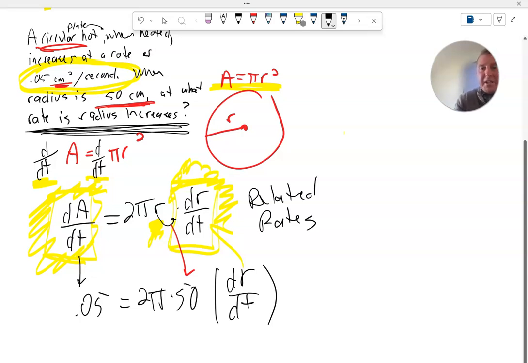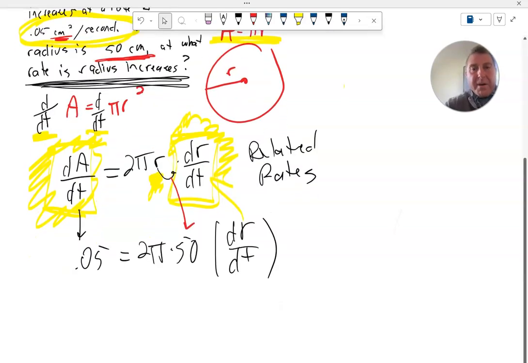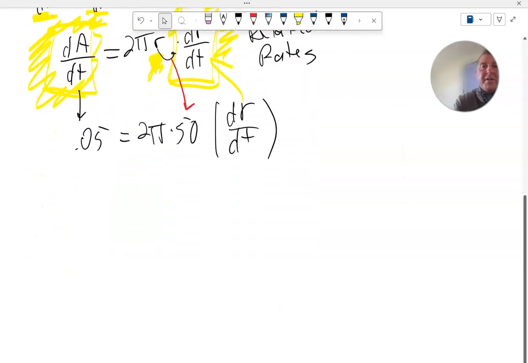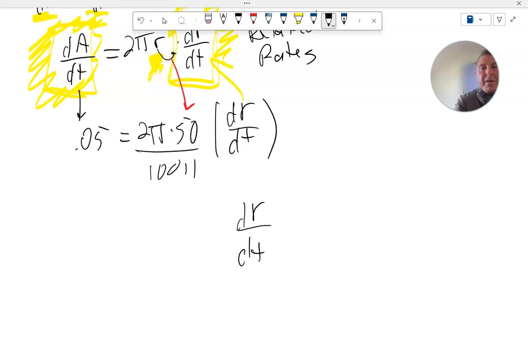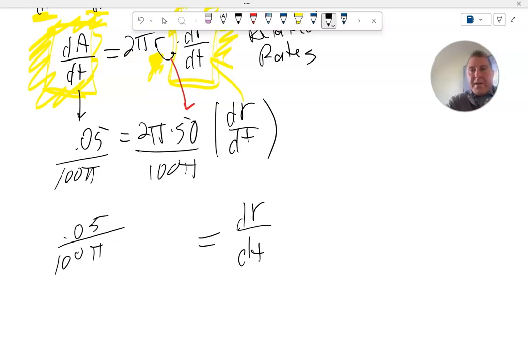That's dr dt. Now it just becomes a little bit of an algebra problem. I just want to solve for dr dt. So I'm going to take that dr dt, and I'm going to divide everything by 100 pi. Because I'm feeling a little bit lazy right now, I'm going to leave my answer like this.